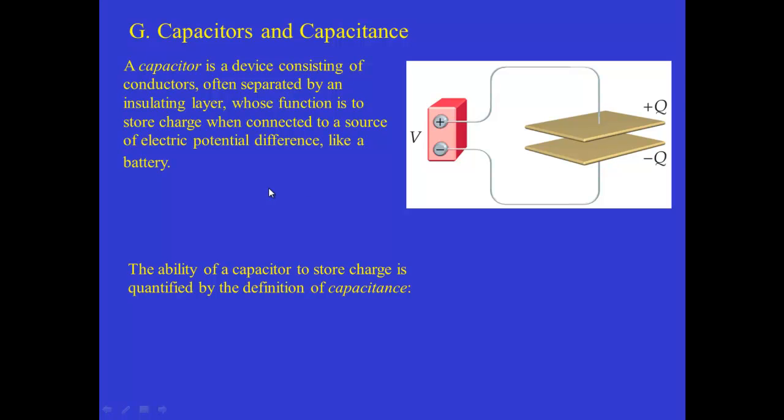The ability of this capacitor to store charge is quantified by what we call the capacitance. The very simple definition is the magnitude of the charge stored on each plate divided by the potential difference that was used to store it. The unit of capacitance in the SI system, coulombs per volt, can be expressed in more fundamental units, but we give the name the farad to express the coulomb per volt.